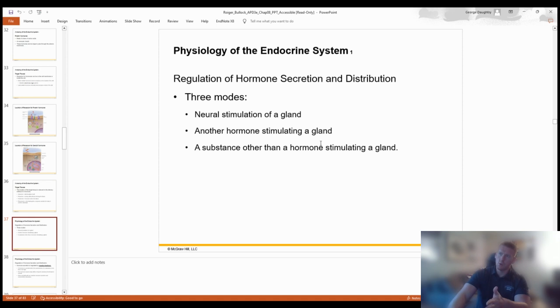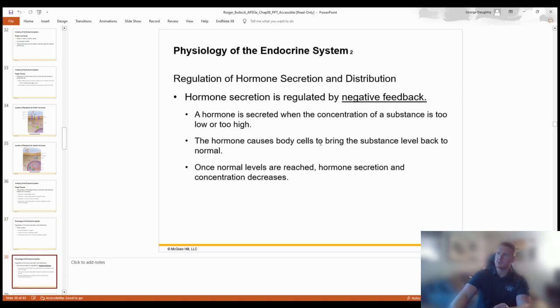Another hormone is stimulating a gland. For example, thyroid releasing hormone stimulates a gland to produce thyroid stimulating hormone. That's an example of another method. And then a substance other than hormones stimulating a gland, right? So it doesn't always have to be a hormone. So one of 3 things is taking place, and this is regulating the distribution on a moment-to-moment basis.